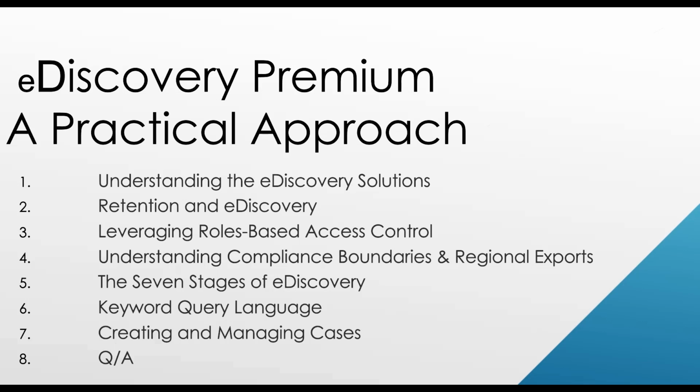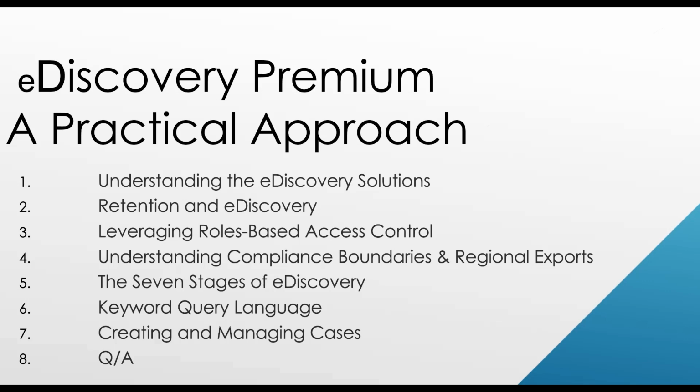Then we're going to go through retention in eDiscovery. Now that might sound like a bit of an anomaly at the moment, but it's very important that you have the right retention schedule or retention matrix, depending on what terminology you want to use, to ensure that data is discoverable. Then we're going to go through leveraging role-based access control. That's there essentially to ensure that you have the right permissions, or the least amount of permission, for whatever role you're executing or whatever role your team may be executing.